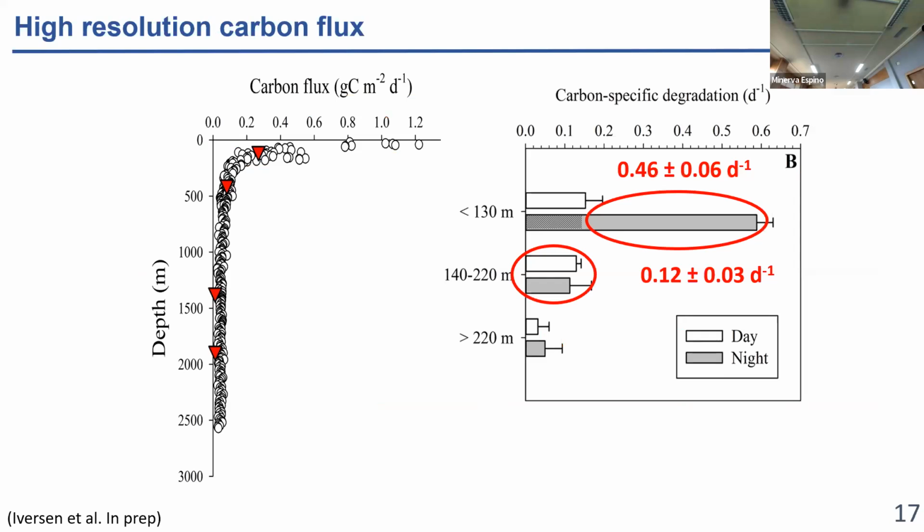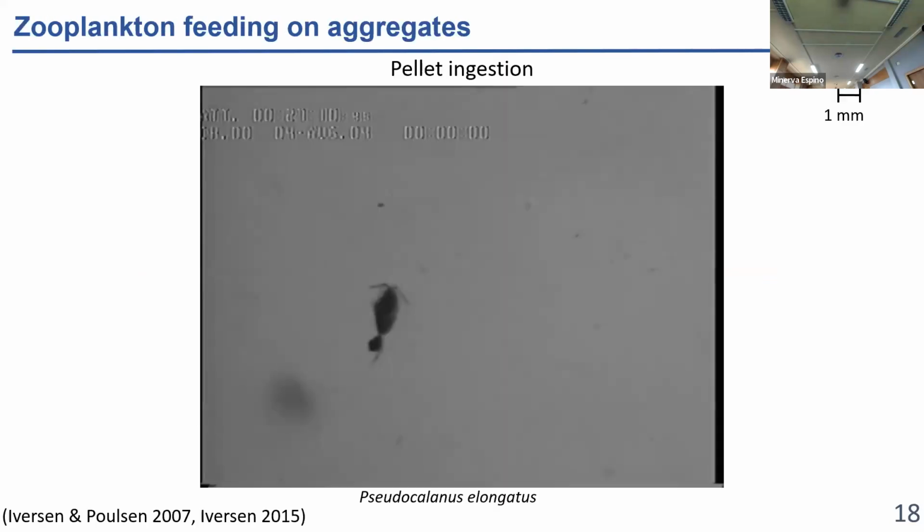If we look at what is happening at night, then this region has very strong zooplankton migration. So we assume that the zooplankton, and just to show a little copepod feeding on an aggregate, and you can see they're very excited about finding particles. So I think they could maybe make up the 46%.